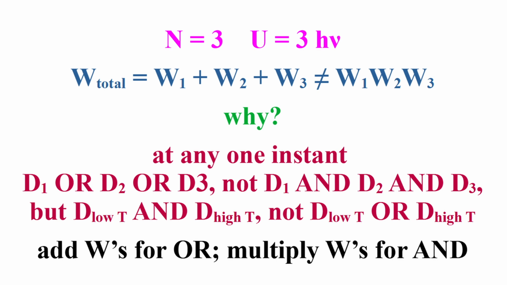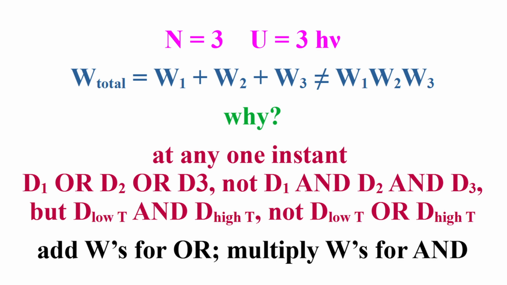Now, one might wonder why we added the number of microstates for the three possible distributions for the solid with N equal to 3 and U equal to 3h nu. Notice that at any one instant, the three particles of that one solid can exist only in one of the microstates of D1 or D2 or D3, not in those of D1, D2 and D3 at the same time.